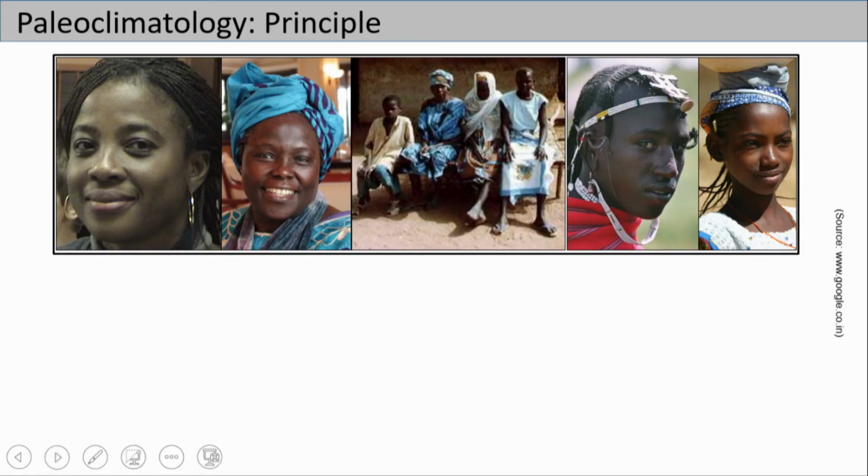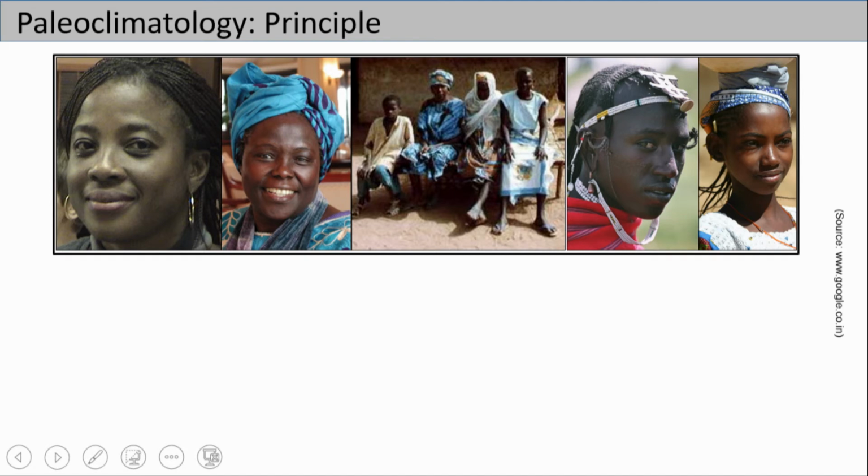Now that's something like the job of the paleoclimatologist. The climate modelers talk about the future. Paleoclimatologists ask them to test their models by providing them the data about the past, about the events which have already happened. Now, how the paleoclimatologists do that, let's look at that. The basic principle of paleoclimatology.